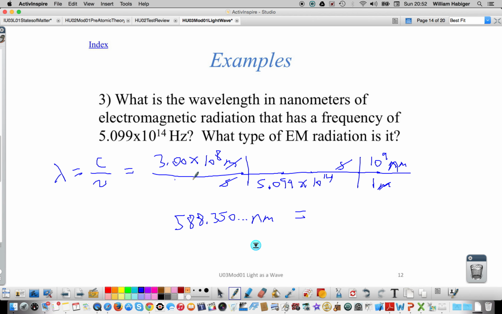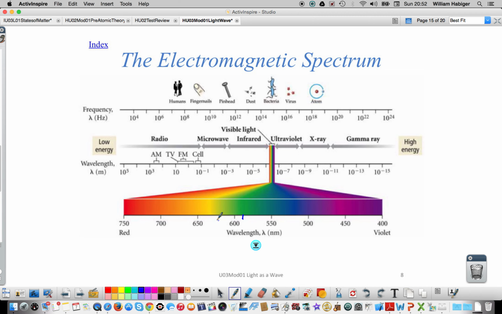So our speed of light is only good to 3 sig figs. That 10 to the 9th, that's an exact number, so it has an infinite number of sig figs. Our frequency has 4 sig figs. So we go with the least number of sig figs when we multiply and divide, so it's going to be 588 nanometers. Okay, to see what kind of radiation that is, since it's in the visible range, we're going to go over here. Here's 600, there's 550, so that's about 575. So somewhere around here, it's going to be green visible light. Okay, so that's how you use the speed of light equation to solve for wavelength or frequency.